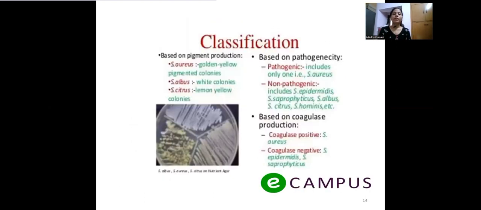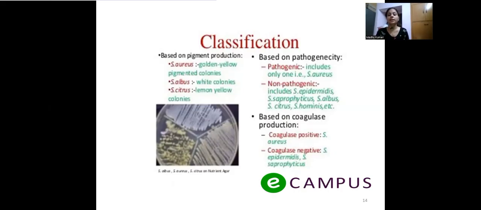So now, what is the classification based on pigment production, pathogenesis, and coagulase production? Based on pigment production, the gram-positive bacteria are classified into Staphylococcus aureus, which appears as golden yellow pigmented colonies, Staphylococcus albus, white colonies, and Staphylococcus citreus, which from the name is clear, lemon yellow colonies, right?